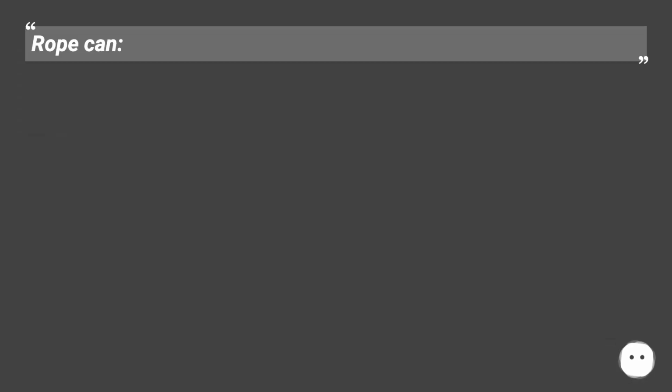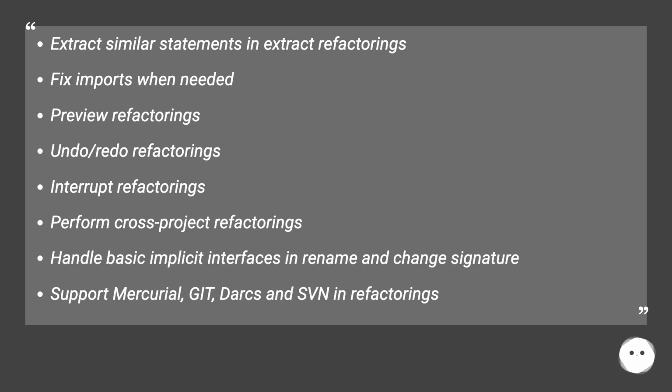Rope can extract similar statements in extract refactorings, fix imports when needed, preview refactorings, undo, redo refactorings, interrupt refactorings, perform cross-project refactorings, handle basic implicit interfaces in rename and change signature, support Mercurial, Git, Darcs and SVN in refactorings.